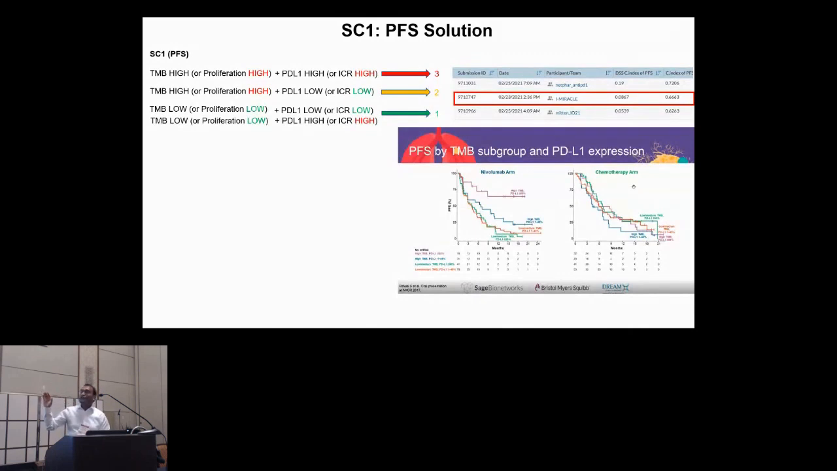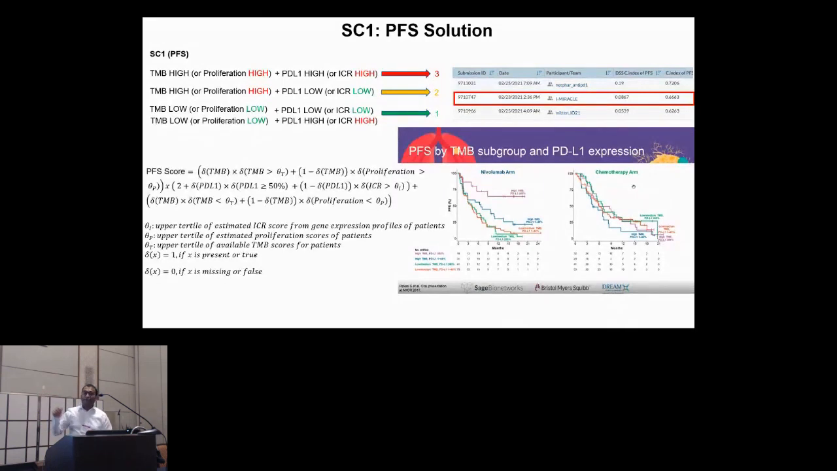If you have high TMB as well as high PDL1, and there are several patients for which the TMB scores and the PDL1 scores are missing, you can replace them with ICR high or with proliferation high and give these patients a score of 3, which is basically the higher score. And then similarly, we came up with simple rules to give scores of 2 and 1 to the other patients based on their TMB and PDL1 scores, as well as surrogates of proliferation and ICR scores.